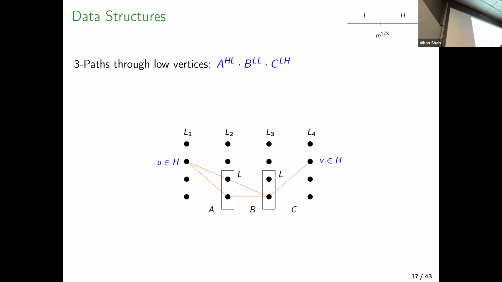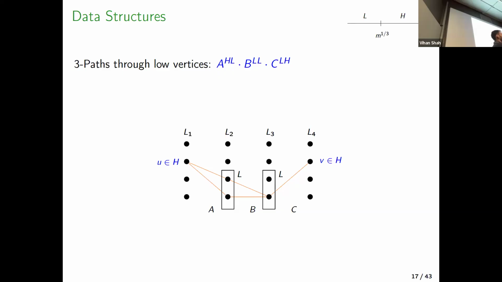So for example, we can store this data structure. And now let me tell you what this notation means. AHL just means I'm looking at high vertices in L1 and low vertices in L2. And again, LL is low and low, and same for C as well. Okay. So I can store the number of free paths between any vertex in the first layer and any vertex in the last layer that go through lower degree vertices.